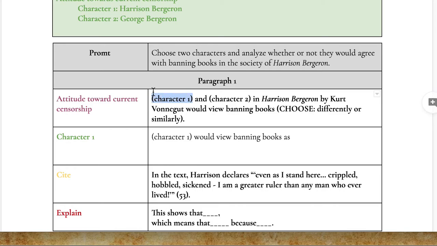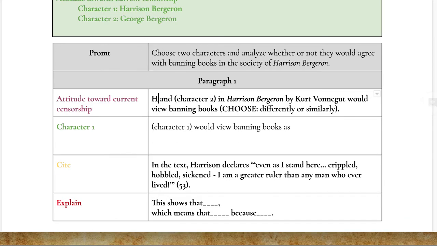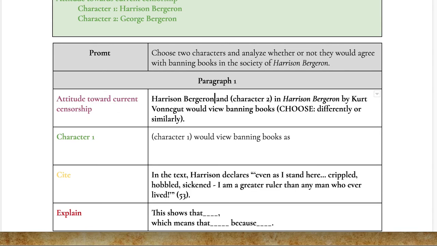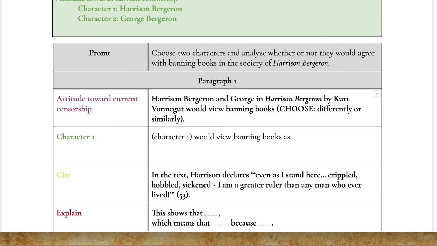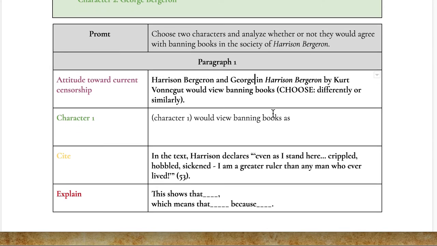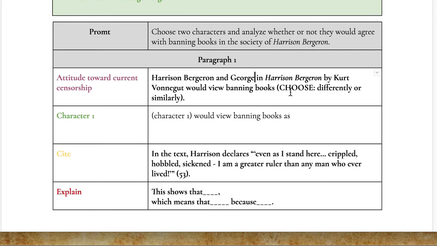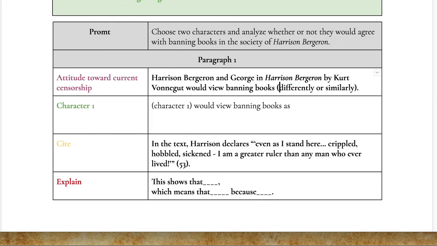So, character 1, just like I picked up here, is Harrison Bergeron. And character 2, from here on out, I'm just going to call him George, just like the text does. Seems a little extra to keep putting his last name. So Harrison Bergeron and George in Harrison Bergeron by Kurt Vonnegut would view banning books, and I'm going to land on differently here because I think they would have very different opinions on not necessarily the books being banned, but what exactly they would do about the books being banned.